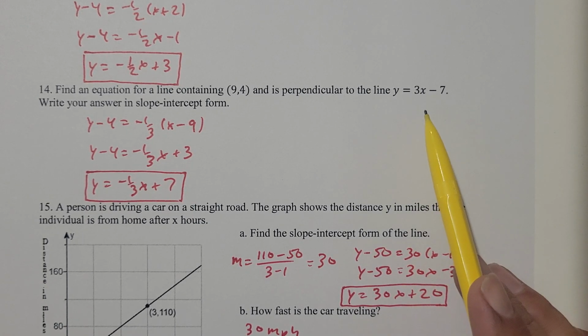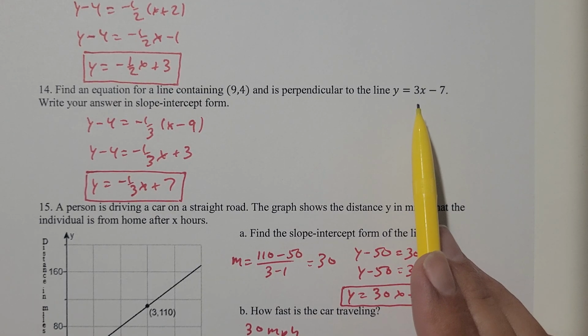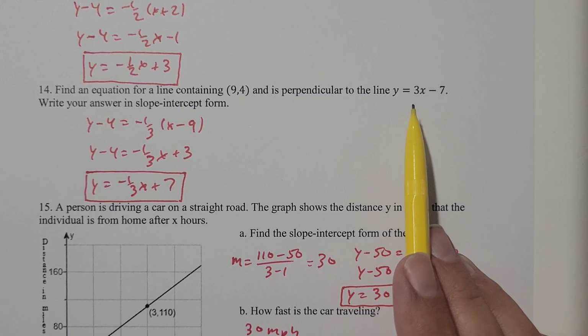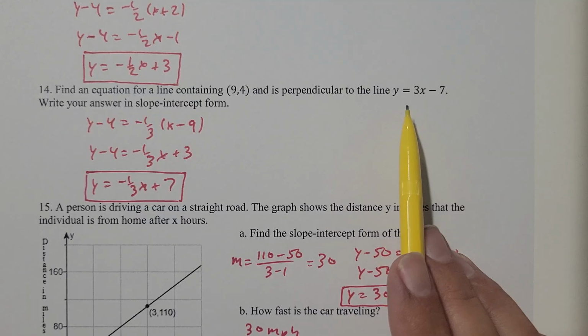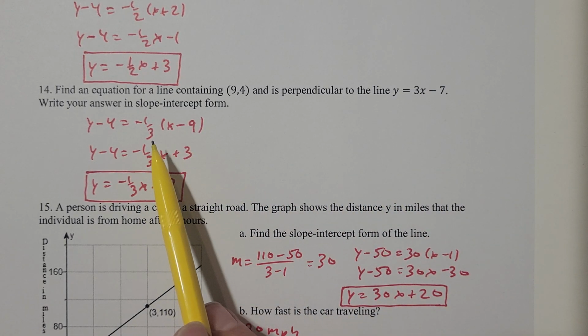This line that I'm given has a slope of 3, so any line that's perpendicular to this one has to have a slope that's the negative reciprocal of 3. That would be -1/3, because if I take 3 times -1/3, I get -1. By definition, that's what it means to be a negative reciprocal: I multiply these two numbers together and get -1. So the slope is -1/3.